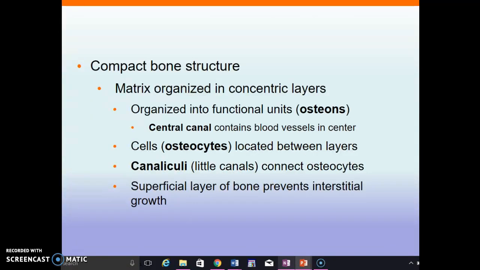Those circular structures we just saw are called osteons. The arteries and veins run up through the central canal. The cells in bone are called osteocytes, and they connect to each other by little canals called canaliculi. These are cytoplasmic connections that run from one cell to another cell.